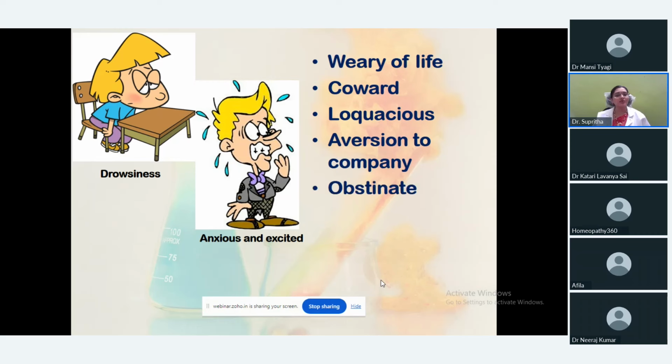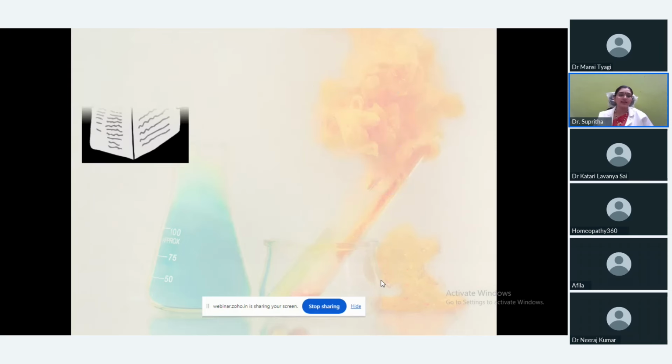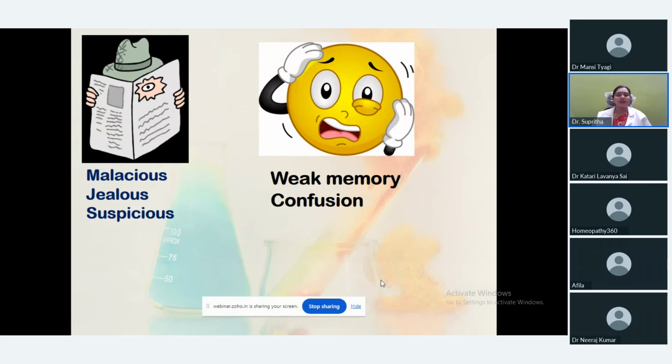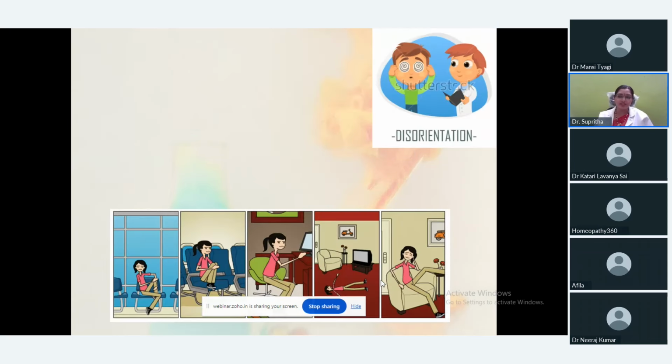They always want to be alone. Indolence is preferred. Obstinate, egoistic, fastidious. They are malicious, jealous, and suspicious. This can be compared with the Ophidia group. There is weak memory and confusion. Always confusion is present. Whether to do this or that, or whether to choose this or that. So the disorientation is present. Then they are always restless. They cannot be in one place. Indolent. Indifference is present. Apathy.